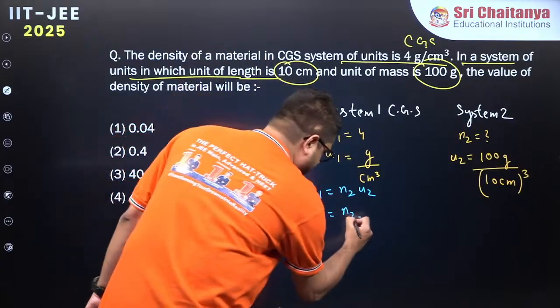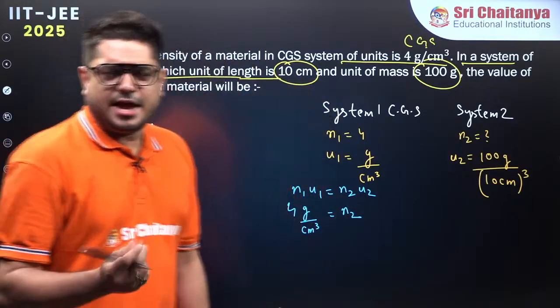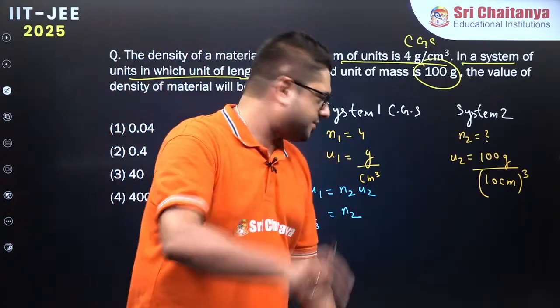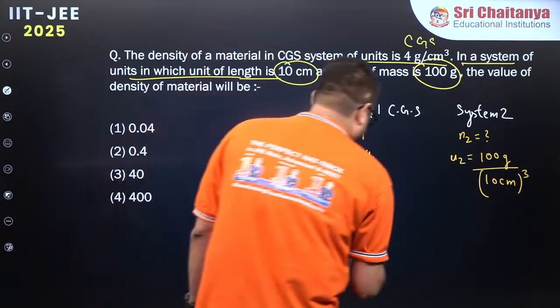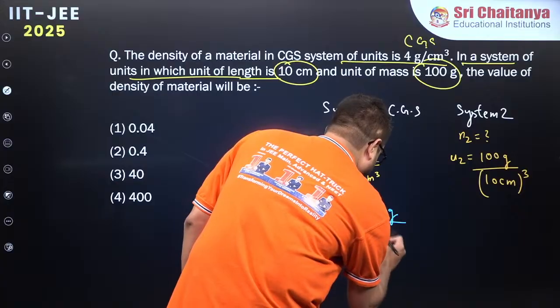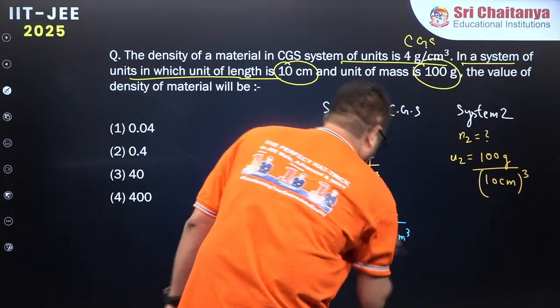We need to find out this value of N2. Hunt down the value of N2 over here. That's the numerical value in the arbitrary system, which they have asked in the question. And what is the value of U2 over here? That is 100 grams to that of 10 to the power 3 centimeter per cube.